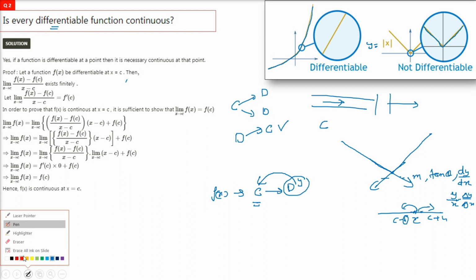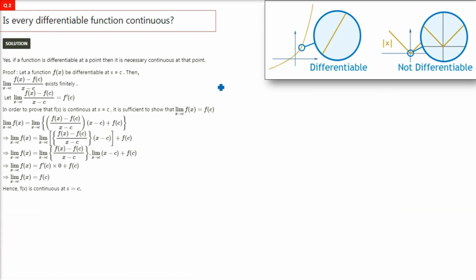So for that, let us consider a function f(x), and it is differentiable at x equals c. Let us take this point c. Then what is the definition of differentiability? Limit x tends to c, (f(x) minus f(c)) divided by (x minus c). This expression should exist finitely, and then we call it f dash c. Basically, it's a differentiation only. By first principle, you can call it.